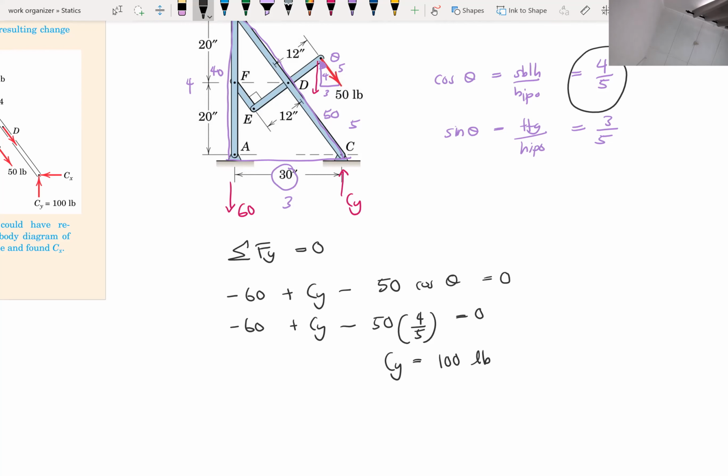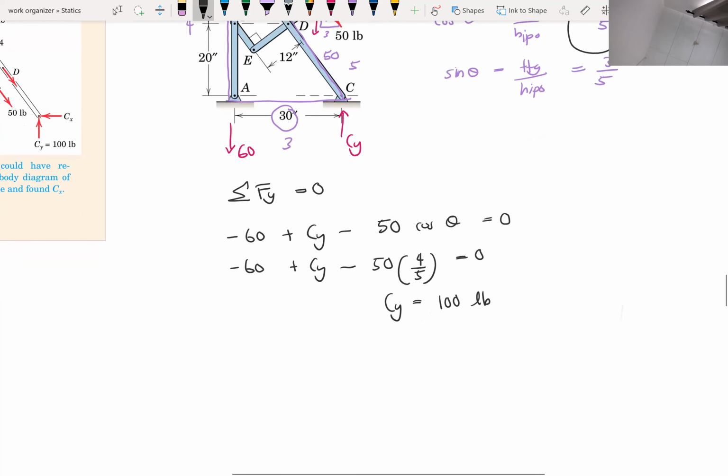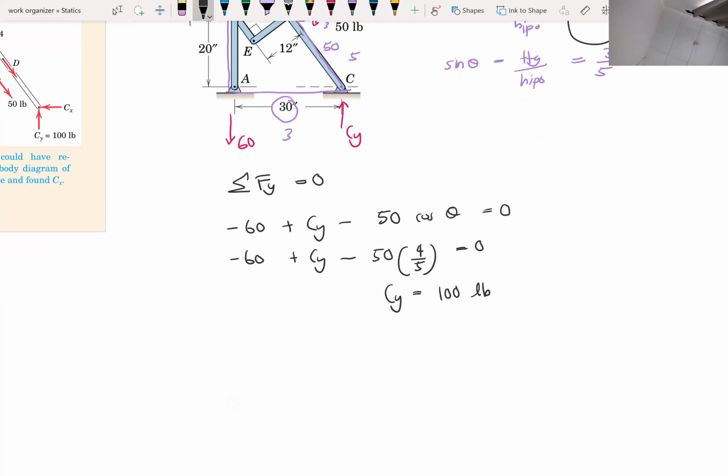Now we are going to separate the members. We start off with members that have less unknown force. So we start with member ED.